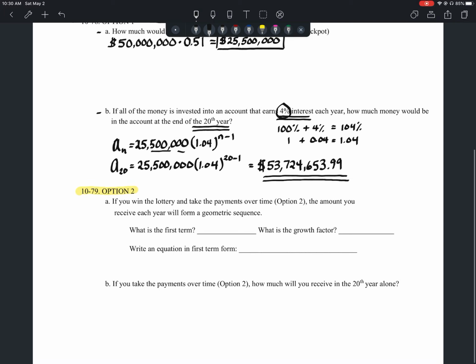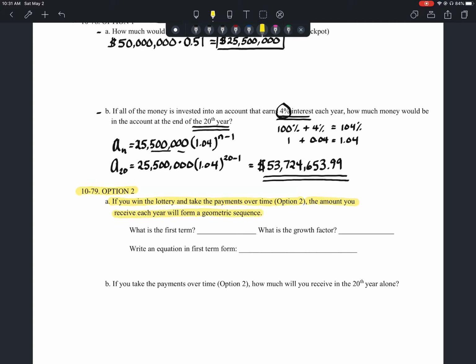All right, let's look at 10-79 and figure out option number 2. The problem states, if you win the lottery and you take the payments over time, option 2, the amount you receive each year will form a geometric sequence. It asks, what is the first term?